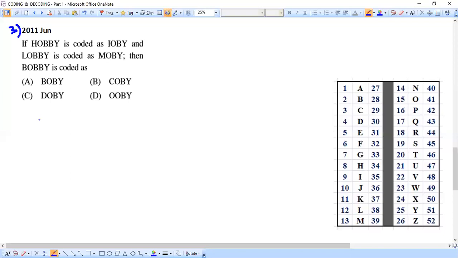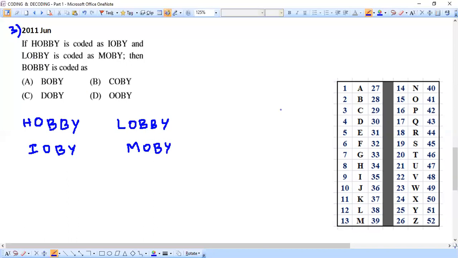If the word hobby is coded as IOBY, let me write them one below the other. HOBBY, hobby. This is the given word for us. And see how it is coded. It is coded as IOBY. And see, one more also they have given here. And if the word lobby, LOBBY, this is coded as MOBY.